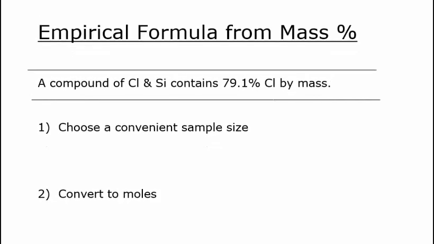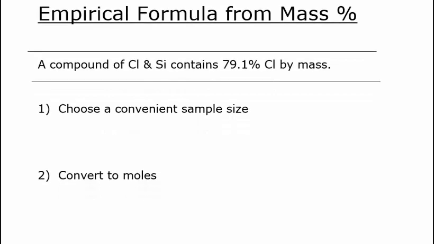So let's do an example. Let's say we know we have a compound that contains only chlorine and silicon, and we know that this chlorine is 79.1% by mass. We want to know what is the compound, at least the empirical formula.